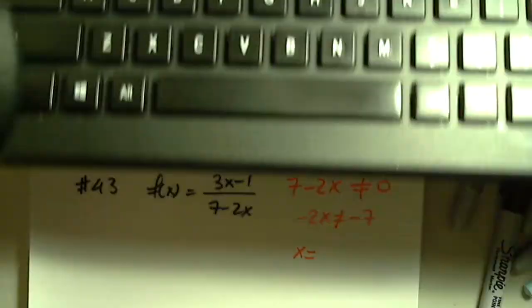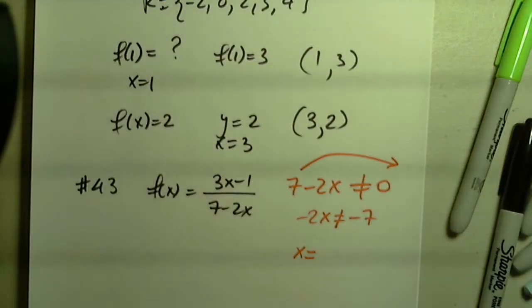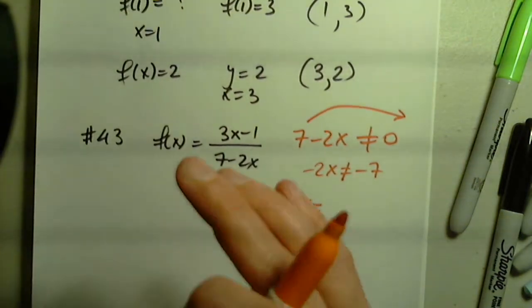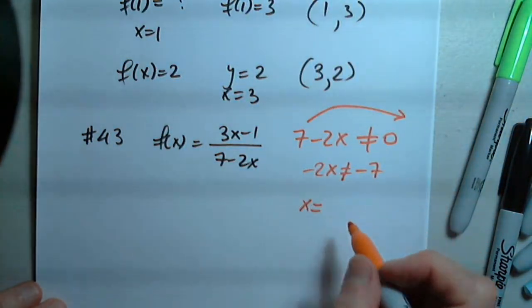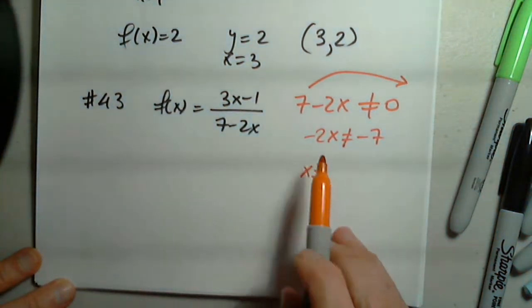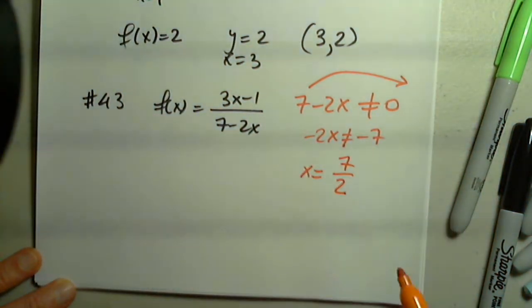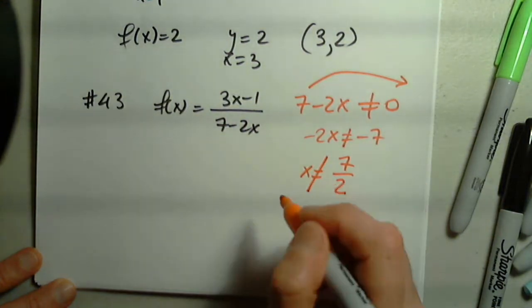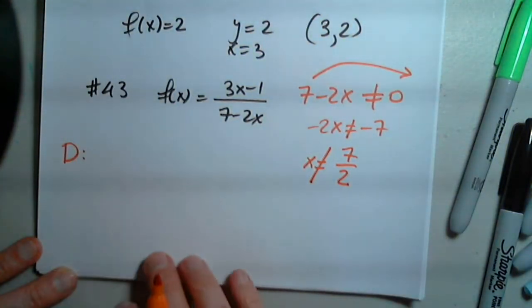Oops, sorry. 2. Yeah, my keyboard is in the way. Or negative 2, I'm sorry. I know I hit this. Can you still see? Yes.